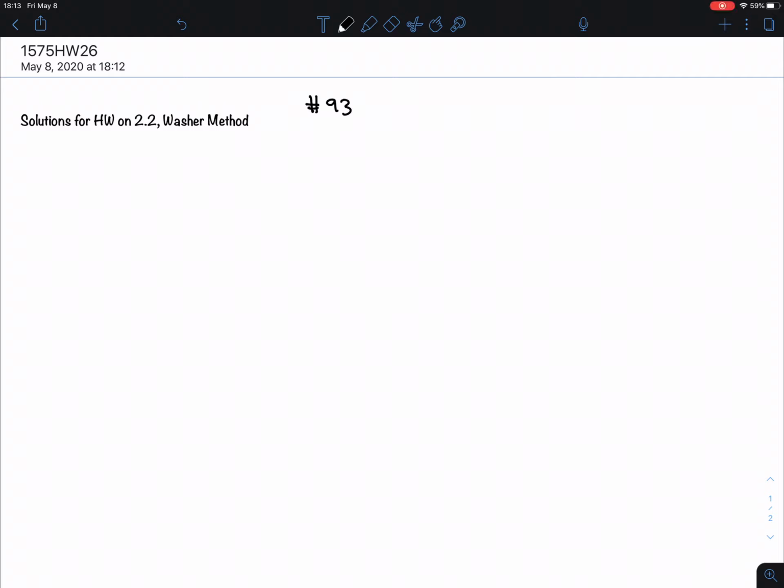Okay, so let's look at this washer method. A couple of homework problems. Number 93, we had two curves here. y is 4 minus x squared, and the other one was y equals 2 minus x. One is a parabola, one is a line. You can make the picture and see what goes on.